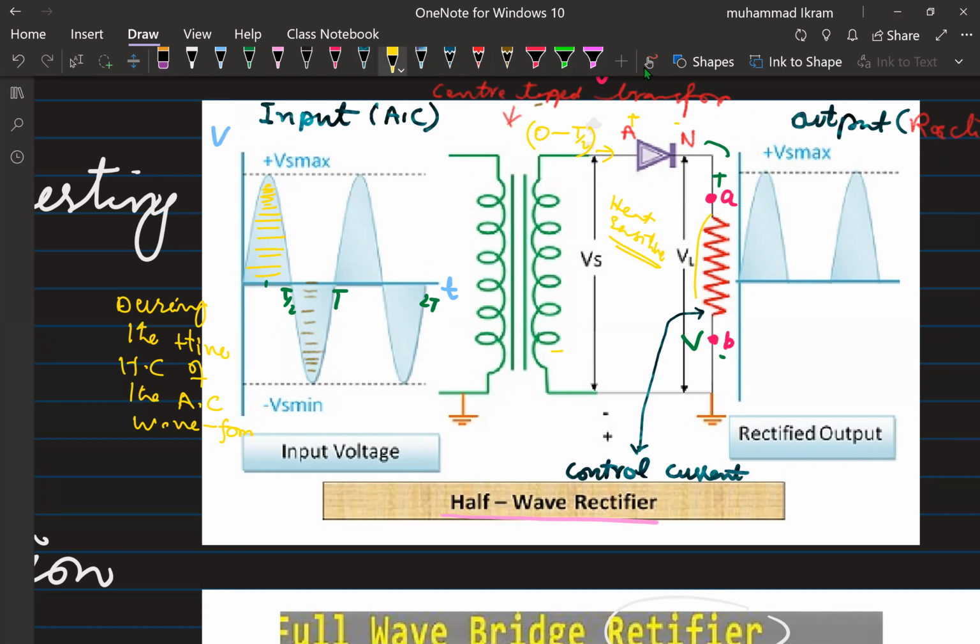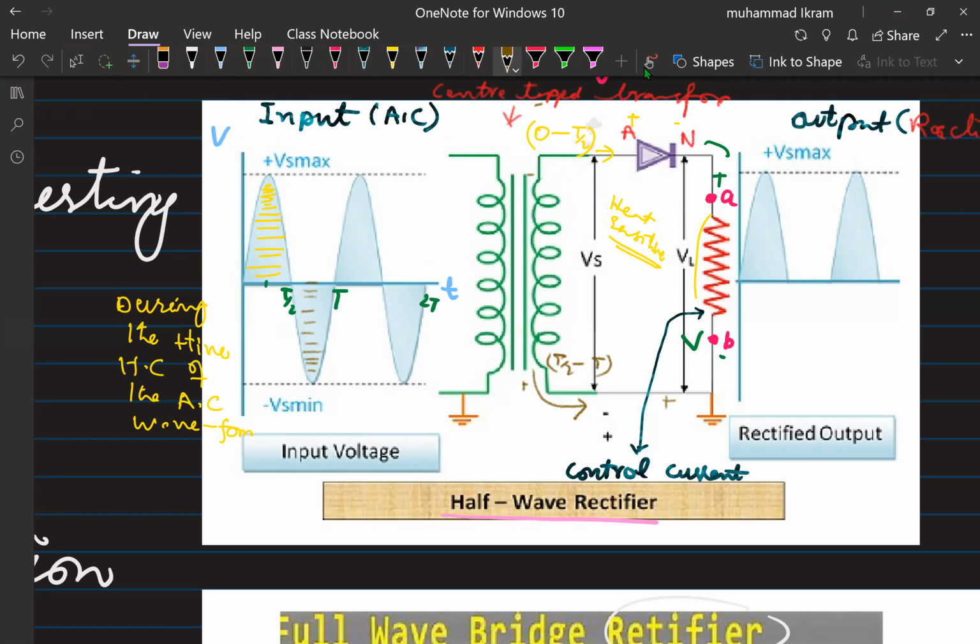In the negative half cycle, from T by 2 to T, the current begins to flow in this way. So in the negative half cycle, this end will become positive, and definitely the other end will become negative.